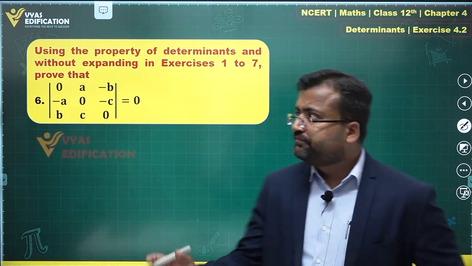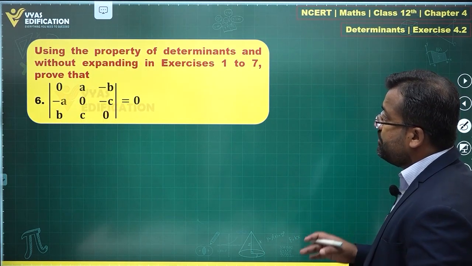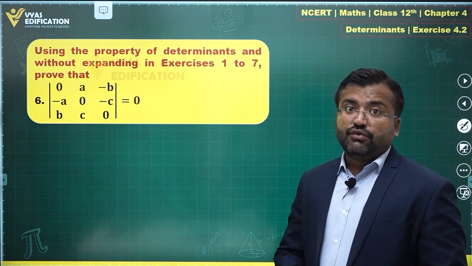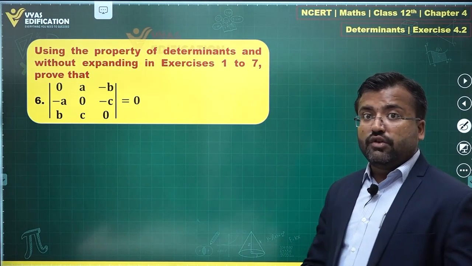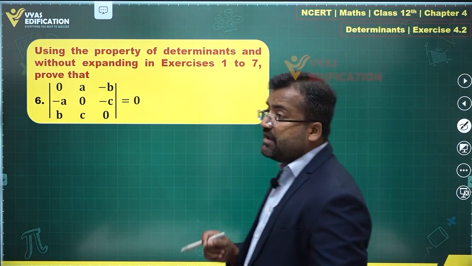The next question says that you have the determinant with rows 0, a, minus b; minus a, 0, minus c; b, c, 0, and you have to prove that this is equal to 0. Now how do we go about proving this one? Let's take a look at this determinant on the left hand side.